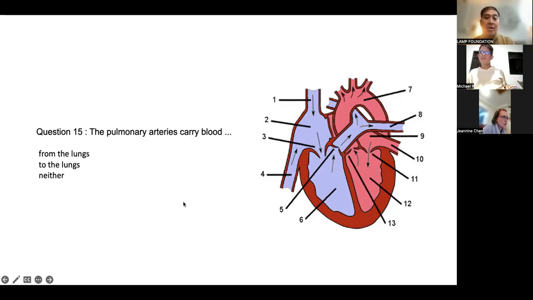The pulmonary arteries carry blood to the lungs. Okay. And I think you know the reason now why. Yes. Why does it have to go to the lungs? Because it needs oxygen. Okay. So that's it. So from the lungs, pulmonary veins, may oxygen na. Pupunta na siya ngayon sa left side. Okay? I hope that's clear.